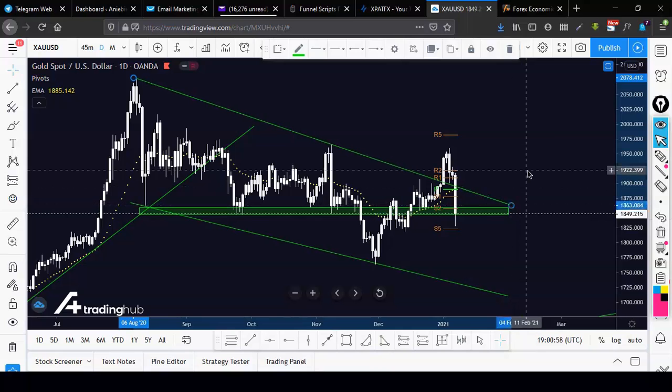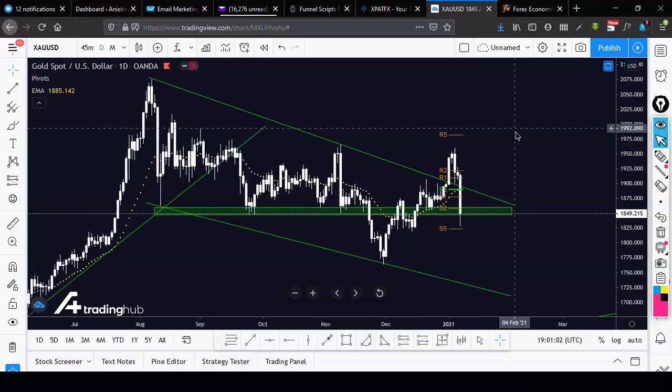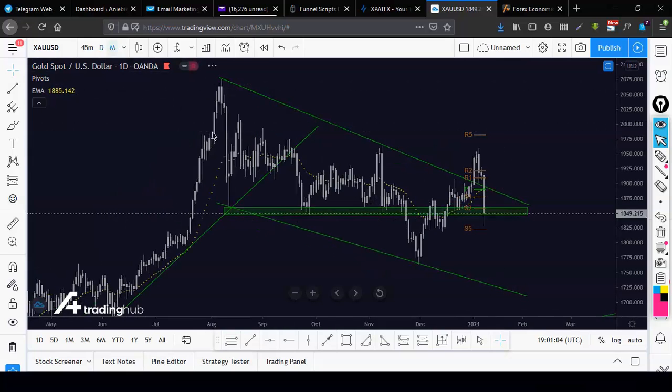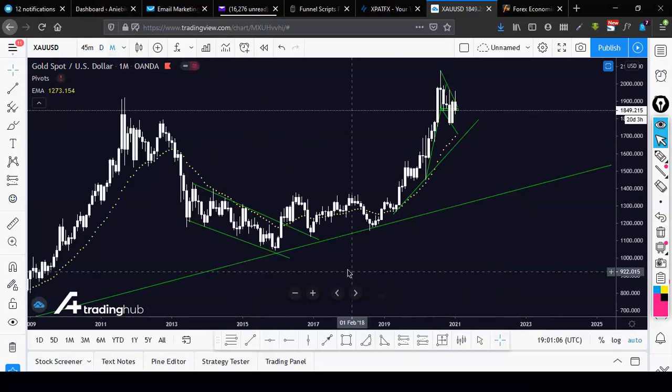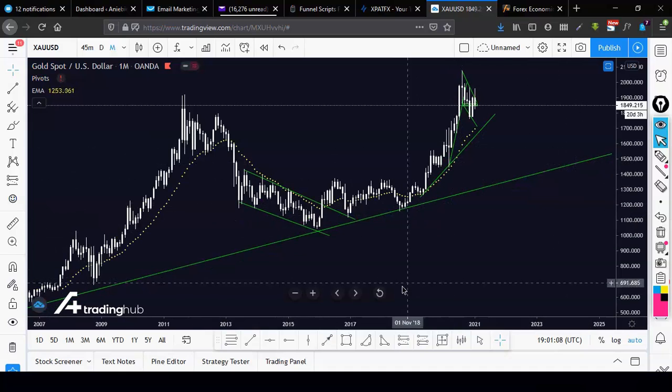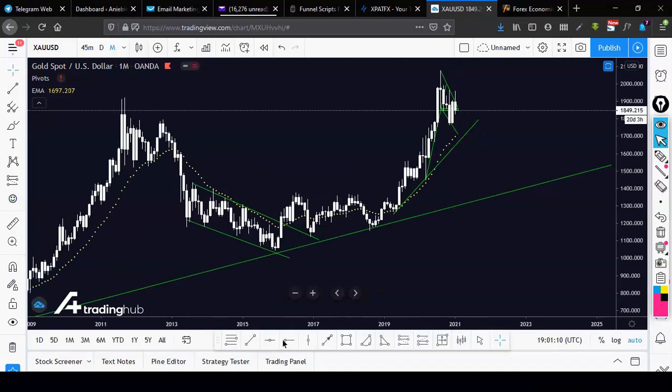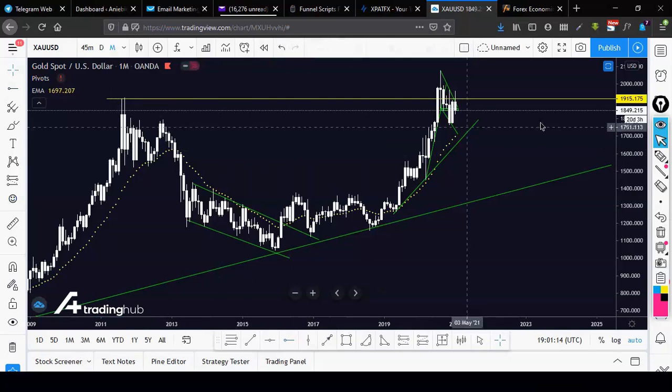Let me adjust this and place it well, because price has actually rejected the all-time highs. If you look at these all-time highs, let me plot it. Let me put a horizontal red line. That was the all-time high, 1915. So price closed above it and traded above it at some point.